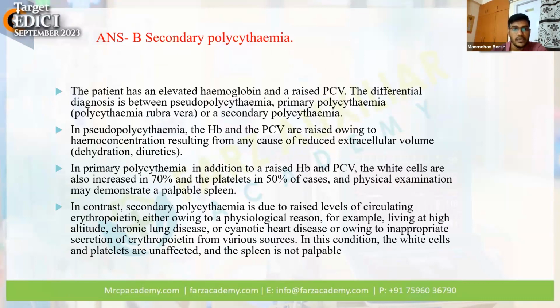How will you differentiate between the three? In pseudopolycythemia, the Hb and PCV are both raised, but there is hemoconcentration, maybe due to dehydration or excessive use of diuretics. In primary polycythemia, along with the raised Hb and PCV, there will be a rise in WBCs as well, and there will be splenomegaly. But in this case, there was no organomegaly and WBCs were normal. That's why it is secondary polycythemia. This happens because of excessive circulating erythropoietin, and it usually occurs with predisposing factors like living at high altitude, COPD, or cyanotic heart disease.